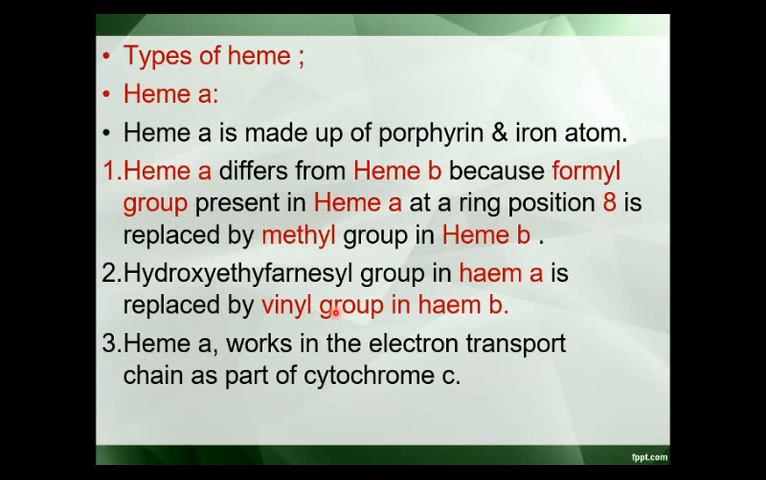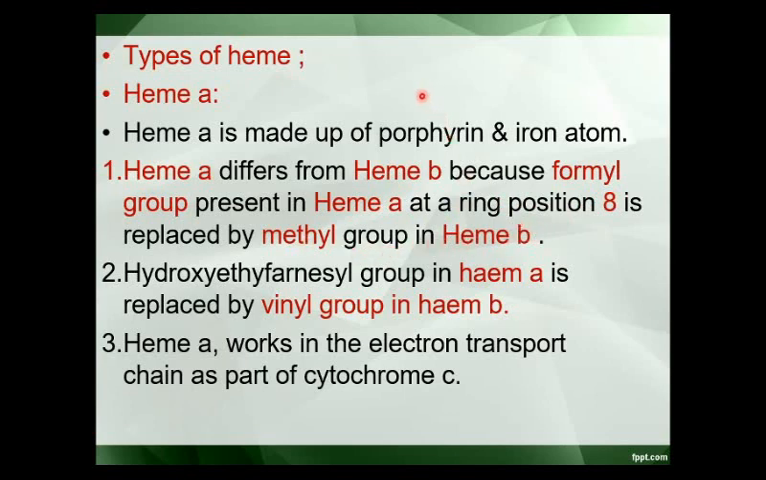Then we come to the types of heme. Heme A. All the hemes are made up of porphyrin and iron. Heme A is made up of porphyrin and iron atom. Heme A differs from heme B because the formyl group present in heme A at ring position 8 is replaced by the methyl group in heme B.